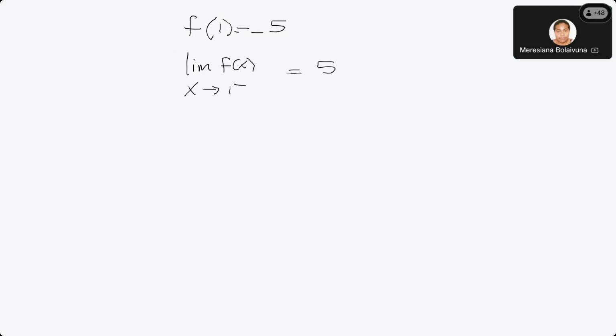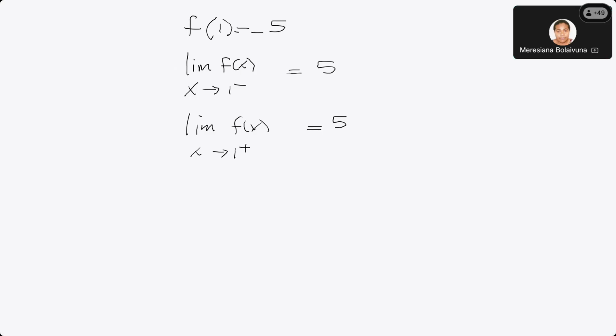So f of 1 is equal to -5. And then you have the left limit for f of x as x approaches 1 from the left, that's equal to 5. And the right limit, f of x as x approaches 1 from the right, that's equal to +5.